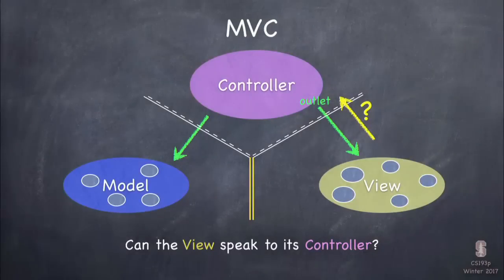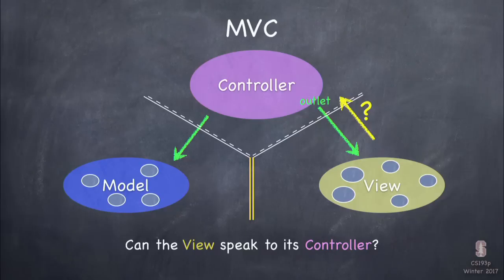How about the view talking back to its controller? Can the view, those minions, talk to its controller? Now, this is something you would clearly want because the minion's got to work with the controller, but it's a bit of a problem here because these things in the view are generic.